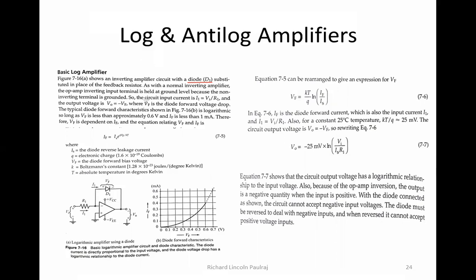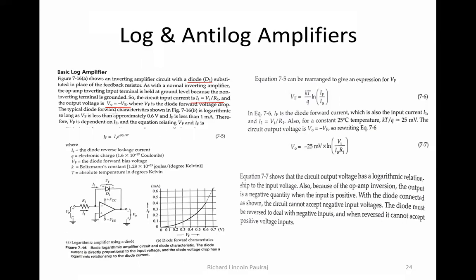It is held at ground level because the non-inverting terminal is grounded, so the circuit input current I1 is equal to Vi by R1. This is my input current, and the voltage V0 is equal to minus Vf, where Vf is nothing but the forward voltage of this diode. Whatever voltage is across the diode will appear at the output, but with a 180-degree phase shift, so it's an inverted form.